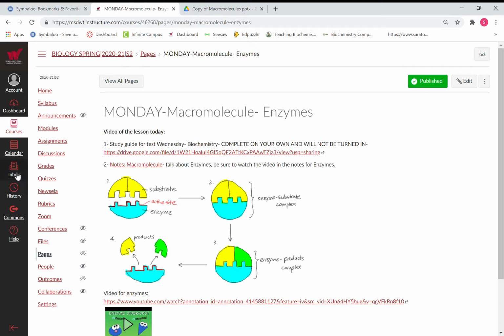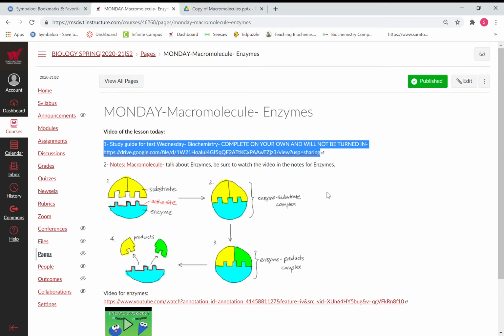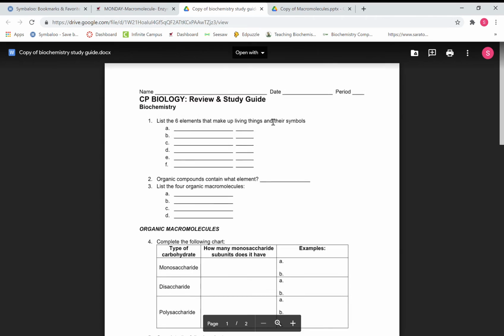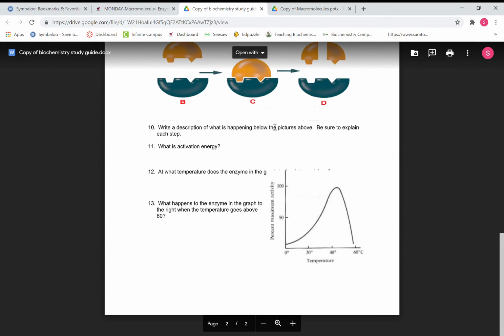You're certainly welcome to email me if you have any questions, but today you should be working on getting ready for the test on Wednesday. Here is a study guide that you can complete. I'm going to click on it and let you see. It's not very long. It's over all the things that we've covered so far.